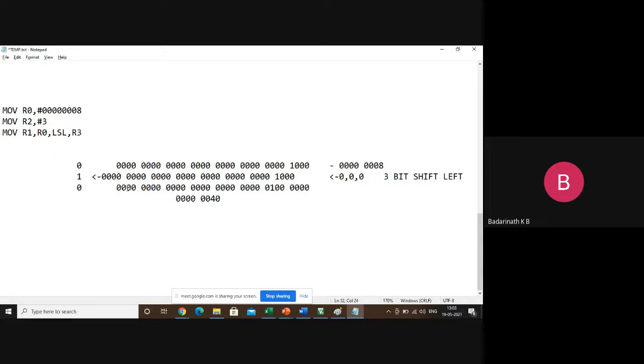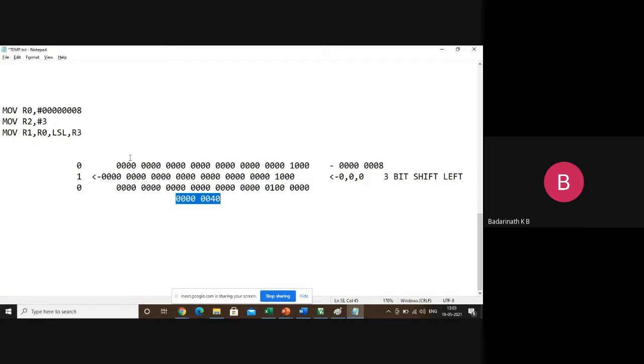Now I will arrange the number correctly, and then I'm writing the answer. 0, 0, 0, 0, 0. The 0, 1, 0 is 4, and then 0. This is my answer. So this is how I will prepare my answers once the number is given.